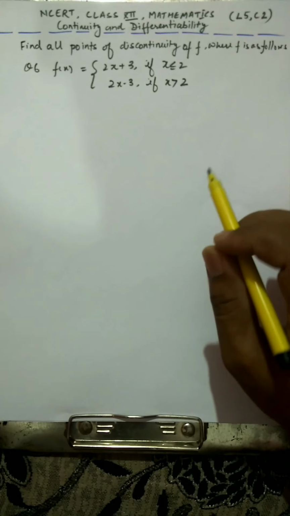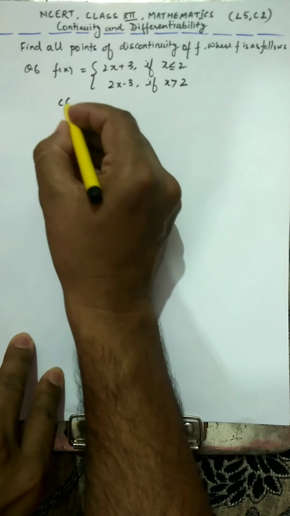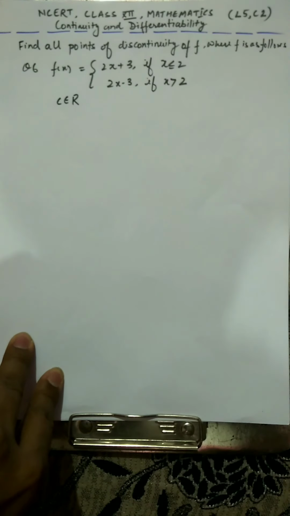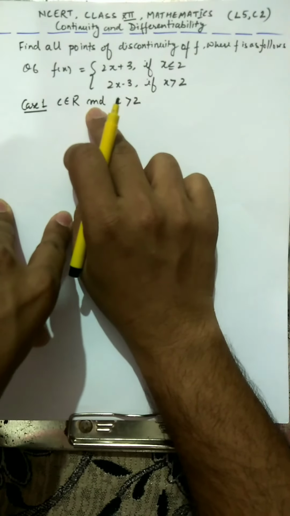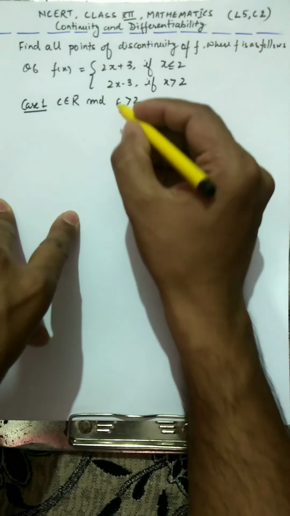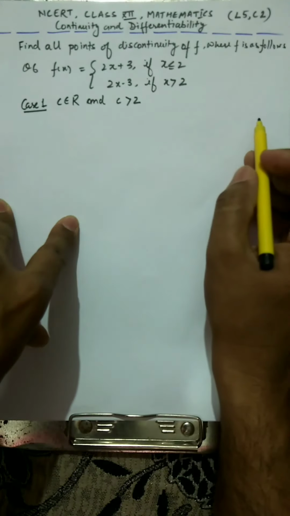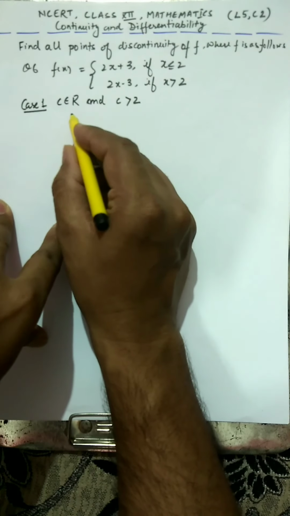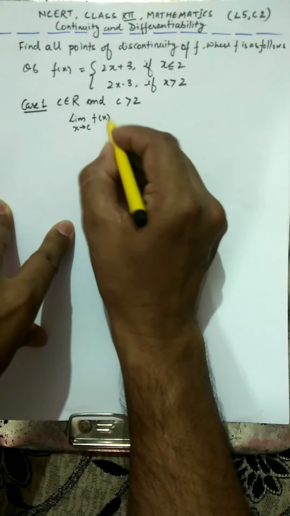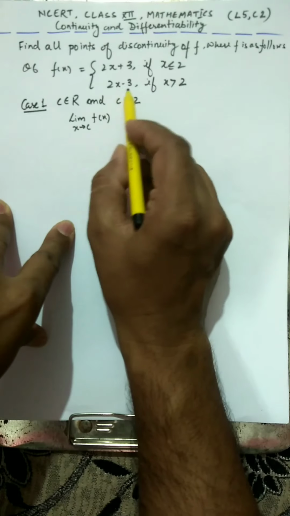So we can do it this way: we take c belongs to R, because R is the domain, but we can specifically mention that c belongs to R and c greater than 2. It means that we are going to take c as more than 2. So now we'll discuss the limit x tends to c of f(x). See, if x is greater than 2, it means the function is 2x minus 3.